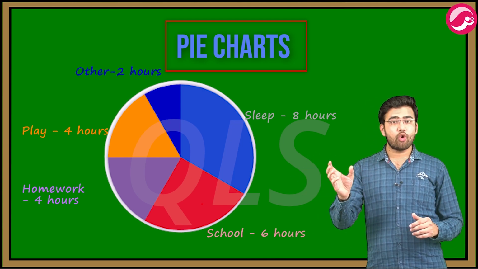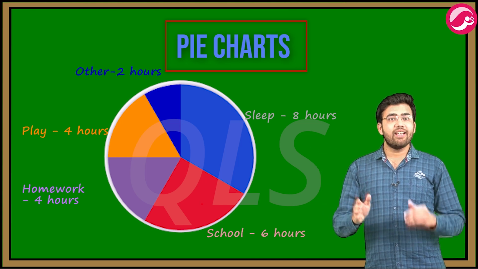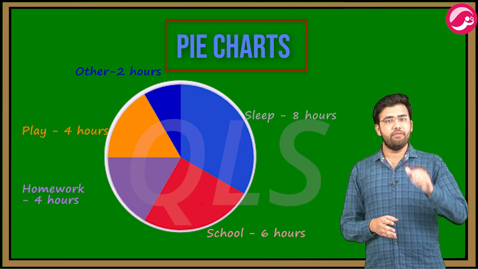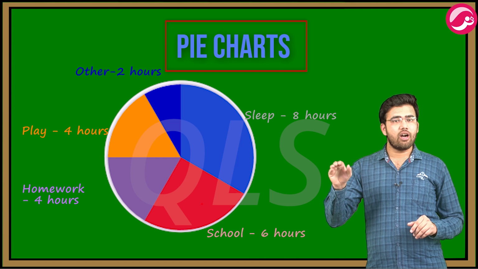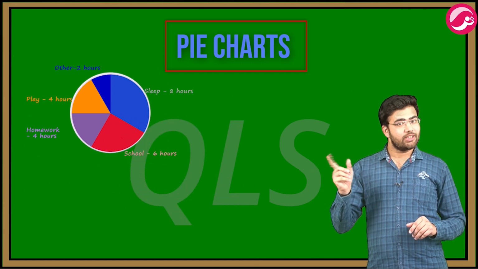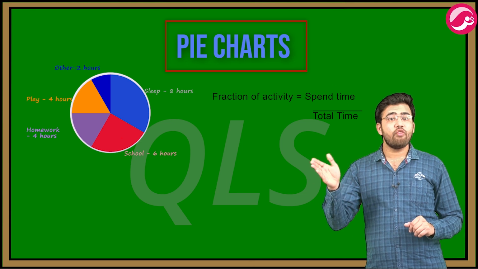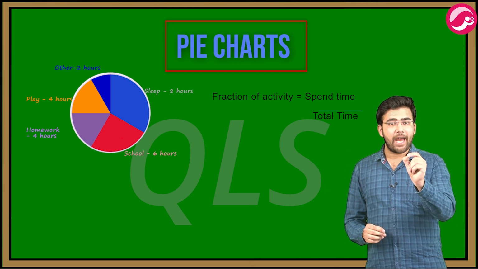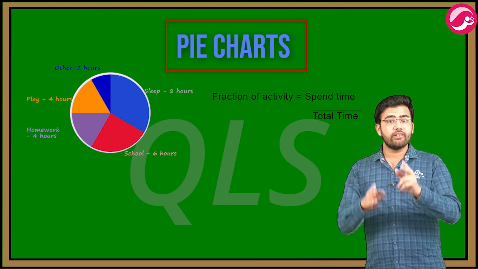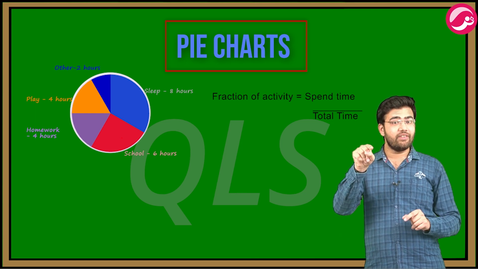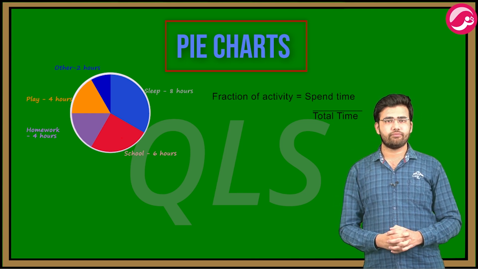Now, let us draw pie charts for the data that has been provided. We know that the sum of total hours spent by the student is 24. Here you can see that. Now we need to find the fraction of each activity with respect to the whole day and also the angle subtended by that activity to draw the pie chart.